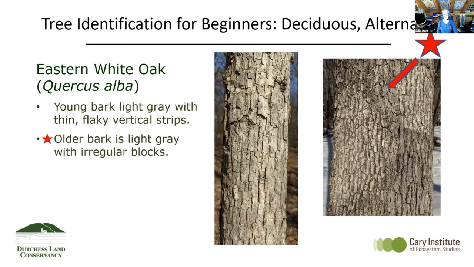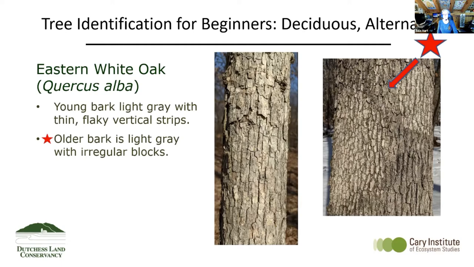It always is pale gray. And on the younger trees, you'll see the bark coming off in flakes. You'll see these vertical crevices and flaking off chunks of bark. The older bark, on the lower part of the trunk, is this very distinctive chunky gray bark. And you'll remember we saw this in the video. So it's very, very characteristic of a white oak tree.